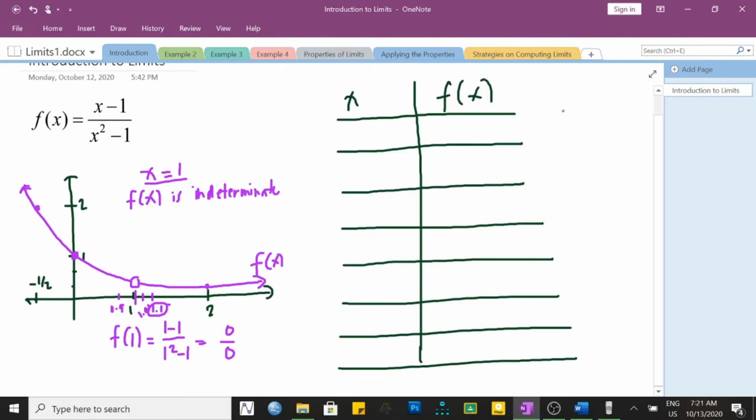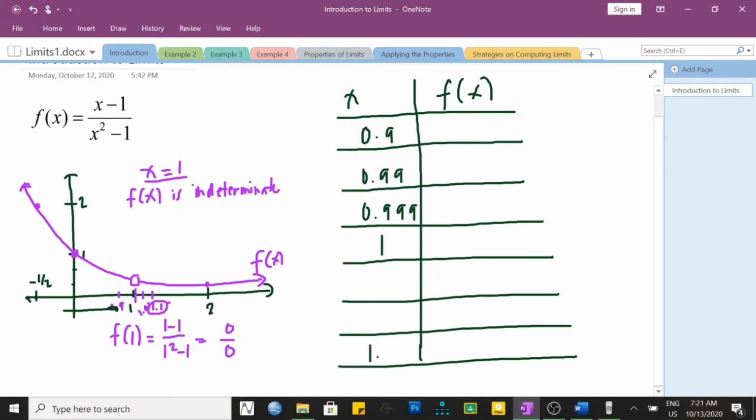Let me organize first our space here. Okay, let us identify values that are close to 1. So if this is 1, from the left side, we are coming from here, from the left side of 1, we may say 0.9, 0.99, and 0.999. From its right side, we may say a number that is close to 1 is 1.1. An even closer number is 1.01 or 1.001. Now let us evaluate the function at these values.